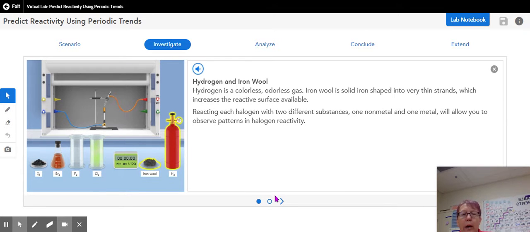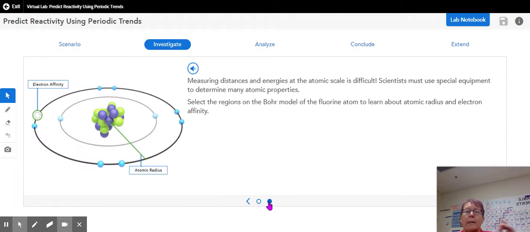Now I'm going to go down here to the second dot. That's the way that it wants us to progress. And it tells us about two properties.